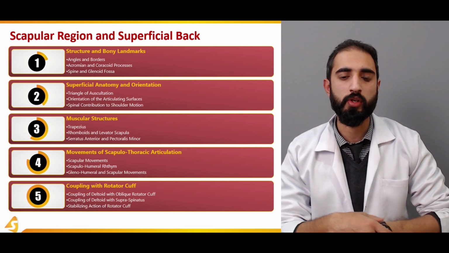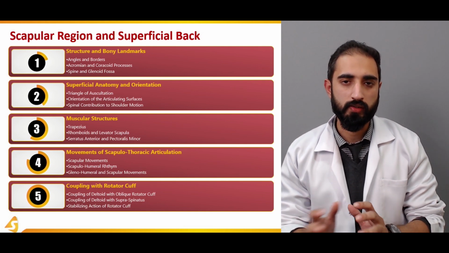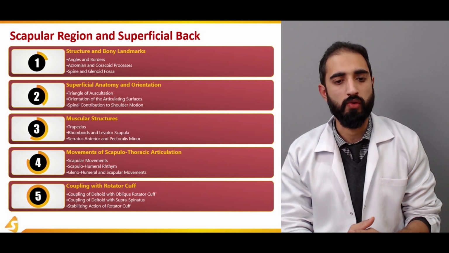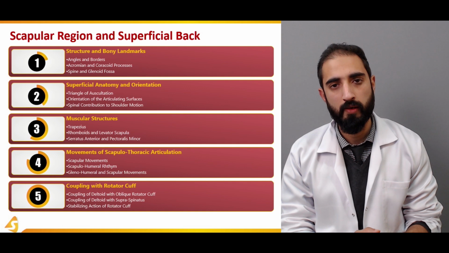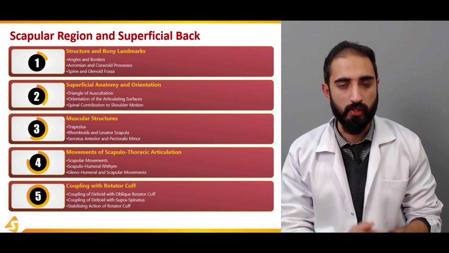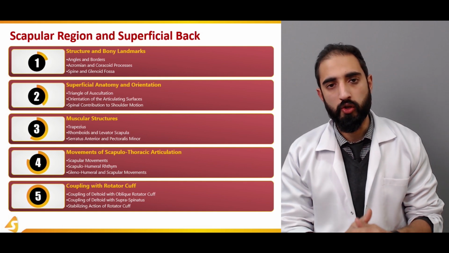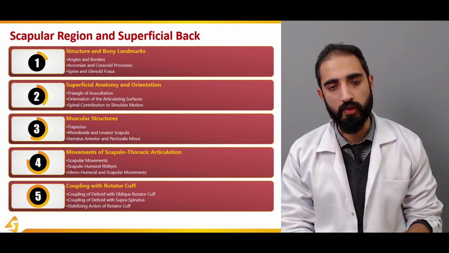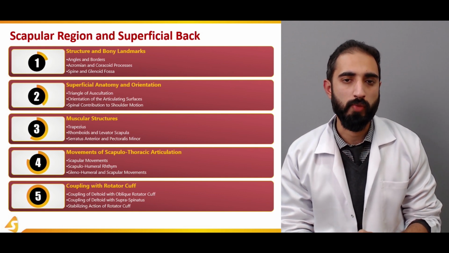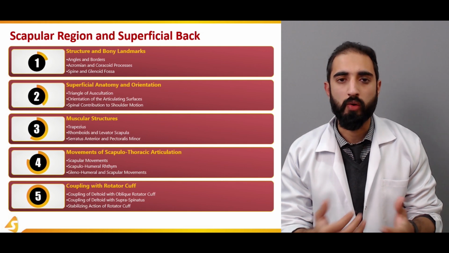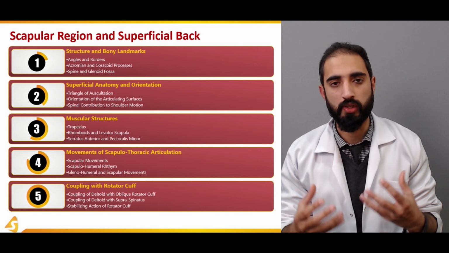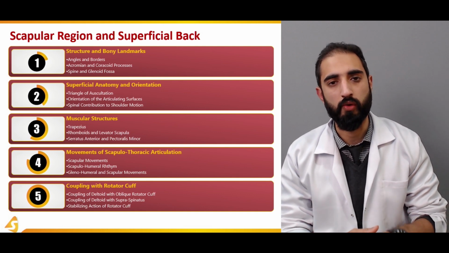Moving on, in the superficial anatomy and orientation of the scapula, we're going to talk about an important structure known as the triangle of auscultation. We're also going to talk about the orientation of the articulating surfaces, including both the humeral head and the glenoid cavity. We're also going to talk about the spinal contribution to the shoulder motion, because when we talk about the movement of the glenohumeral joint, it is actually associated with the scapula.